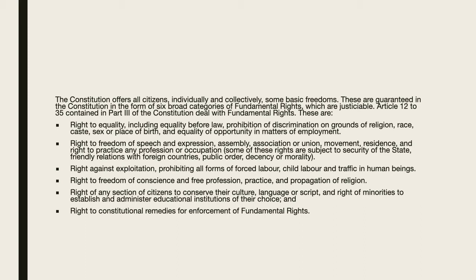Now, the right against exploitation, prohibiting all forms of forced labor, child labor, traffic in human beings; the right to freedom of conscience and free profession, practice, and propagation of religion; the right of any section of citizens to conserve their cultural language or script, and the right of minorities to establish and administer educational institutions of their choice; and the right to constitutional remedies for the enforcement of fundamental rights. These all are from Article 12 to Article 35. They are defined in these articles.